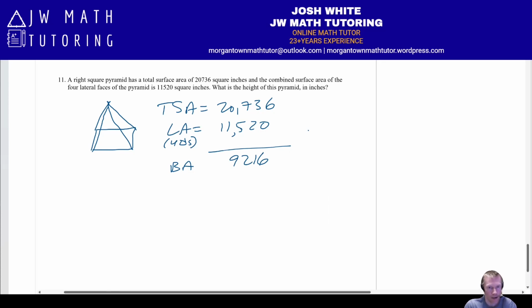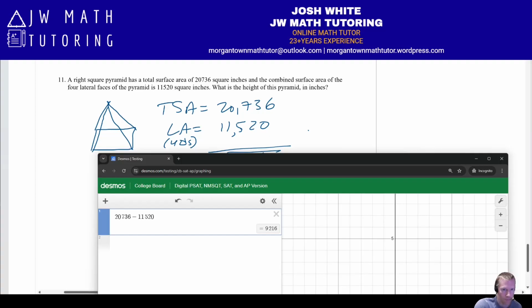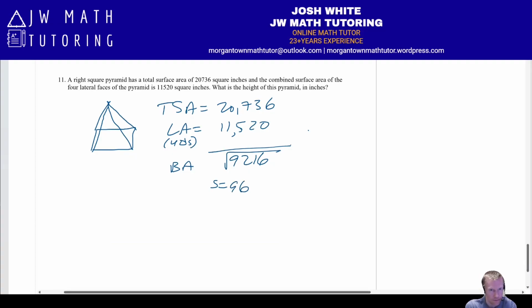Now, the reason why I do that is because since the base is a square, we can just square root this, and that will give us the sides. I mean, they're equivalent. The length of the side of each base. I'm just going to raise it to the 1/2 power. Okay, so I get 96. So this is 96. Okay, this is 96.